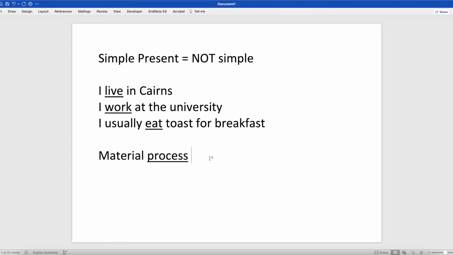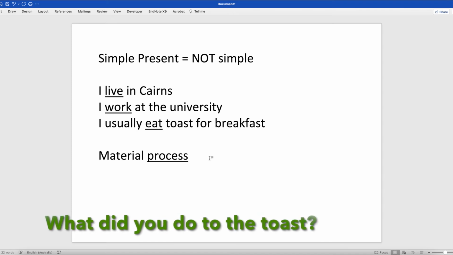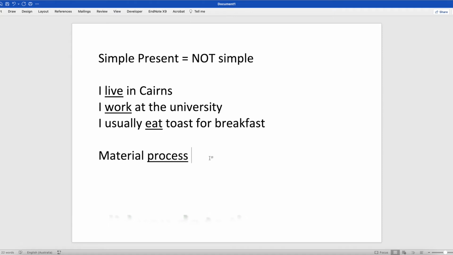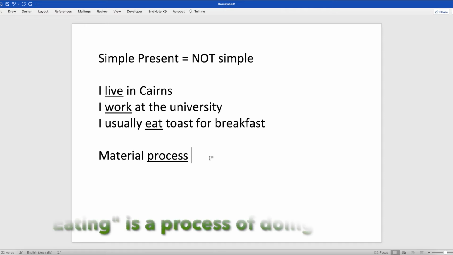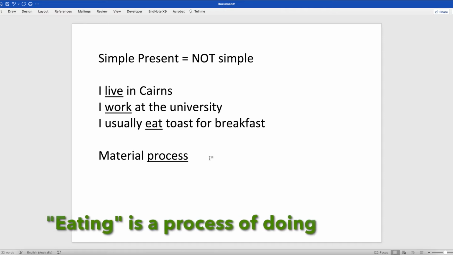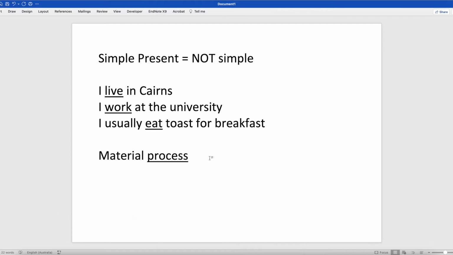And you can ask the question, what did you do to the toast? Or what did you do with the toast? And the answer is, I ate the toast, right? So that proves that eating is something that we can do. What do you do at the university? I work at the university. So this is, in both cases, eat and work, something that people do. Therefore, it's a material process. And live is also a material process, but it's kind of in between material and relational, which I will talk about in a minute.